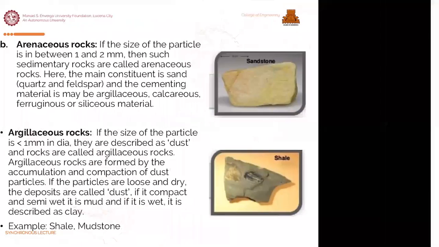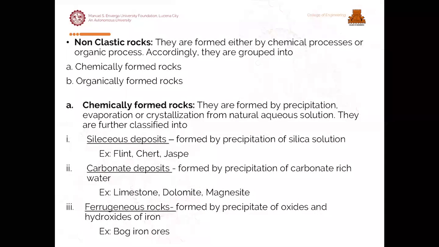Okay? Then non-clastic rock naman tawag sa kanya is if it is formed either by chemical processes or organic processes. So yung form niya is chemically formed tsaka organically formed. Pag sinabing chemically formed, through precipitation siya, evaporation or crystallization from natural aqueous solution. So depende sa kung saan siyang na-expose sa environment, no?